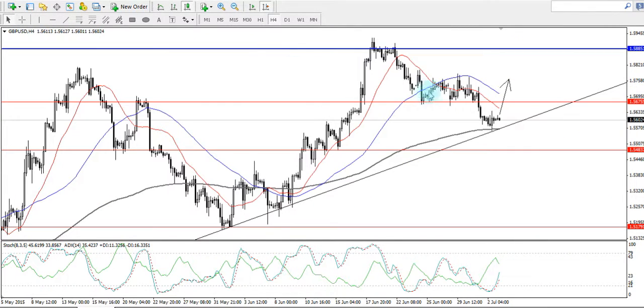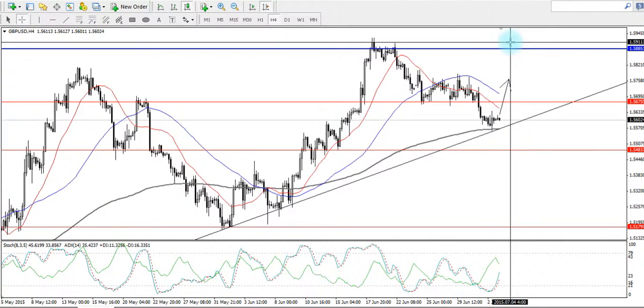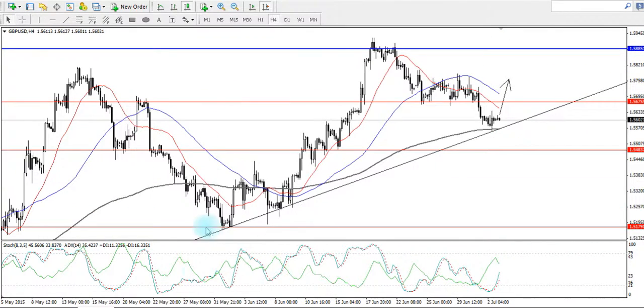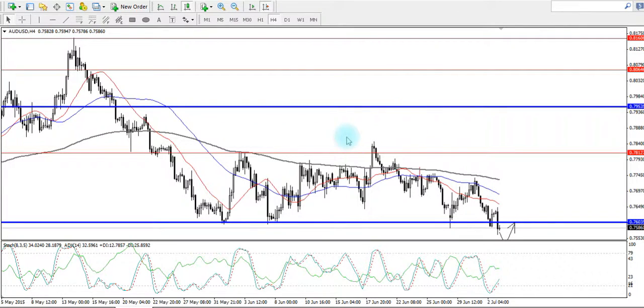Fibonacci expansion 1.4%, closes very close to the previous high as well. So that's the pound against US dollar. Next we have the Aussie against the US dollar. Alright, so price has actually come down, and it actually broke below the key support level, Fibonacci expansion 161.8%, the price of 0.7603.